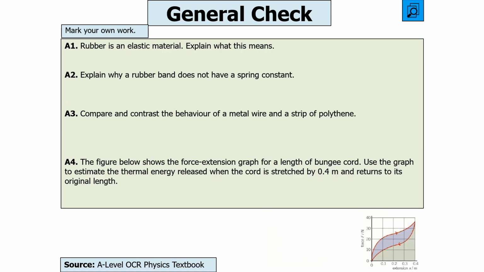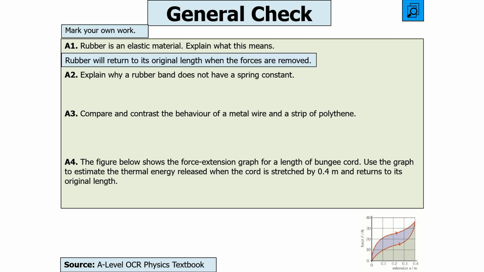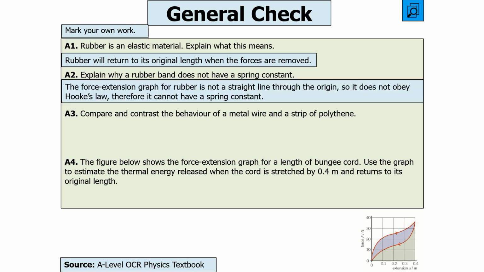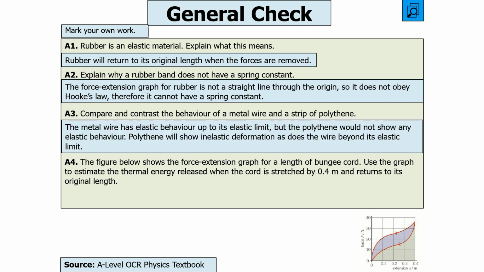Right, so what does elastic mean? Elastic means it'll return to its original length, shape and size, when the forces are removed. It doesn't have a spring constant because the force extension graph for rubber is not a straight line through the origin, so it doesn't obey Hooke's law, so it can't have a spring constant. Now the metal wire has an elastic behaviour up to its elastic limit, but the polythene wouldn't show any elastic behaviour.